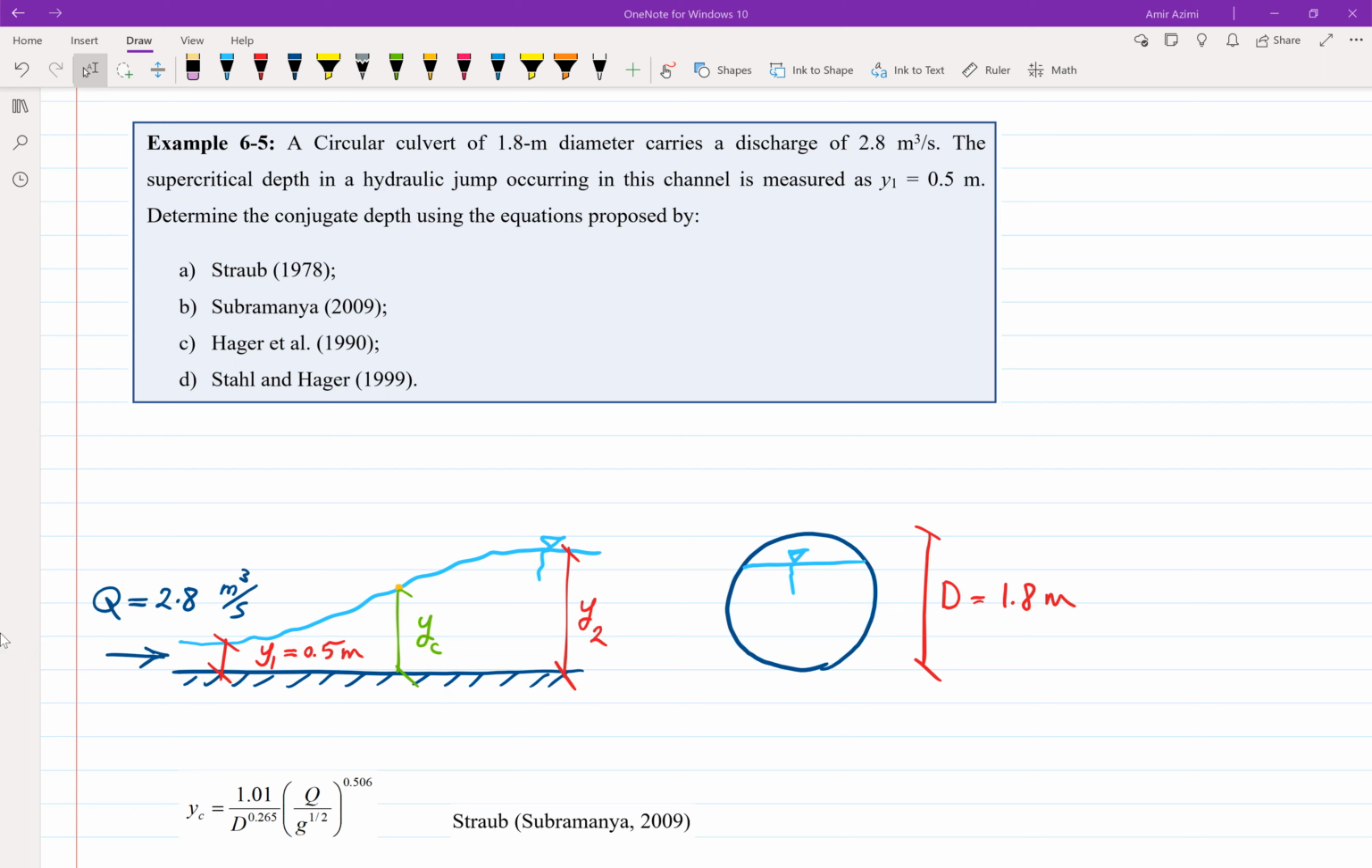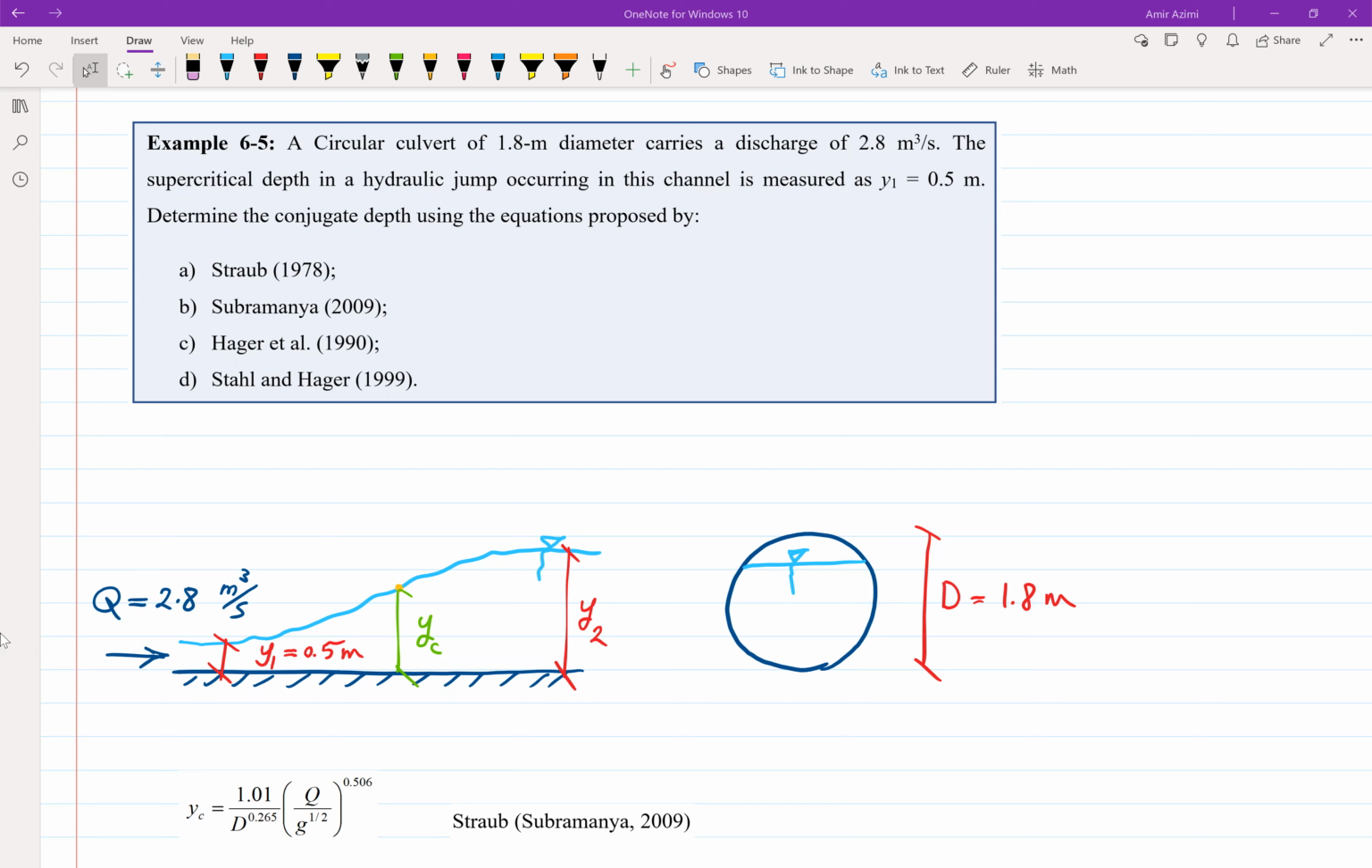And then we need to determine the conjugate depths using the equations provided in the book. We have 4 equations provided by researchers from 1978 to 2009. We want to know whether all these equations give the same value for the conjugate depths in a circular channel, or whether some of them are different. So we start with the Straub equations referred to in Subramania's book.